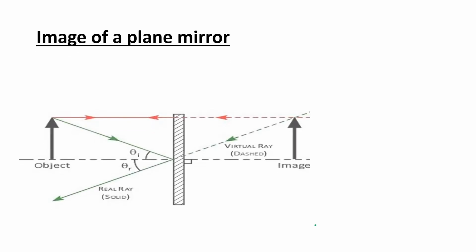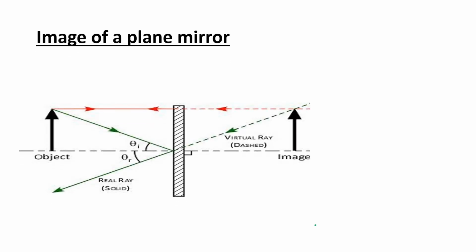Now let us learn about the image of a plane mirror. You look at this diagram. This is the plane mirror and the object is in front of the mirror and the image is behind the mirror. The image is of the same size as that of the object and it is erect. Erect image means it is upright, it is straight.